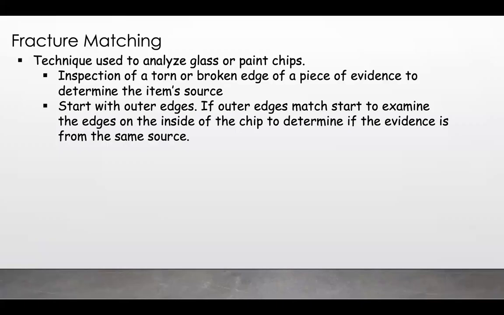If the outer edges match, you want to start to examine the inner edges. If the outer edges do match, it does indicate that it may have come from the same class, and then further analysis is needed in order to determine if the individual characteristics match. That can be determined if the inside edges also match the other pieces, which can be used to conclusively identify that the two pieces did come from the same source.